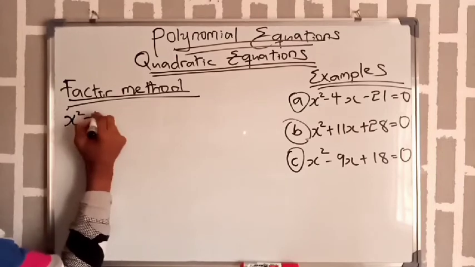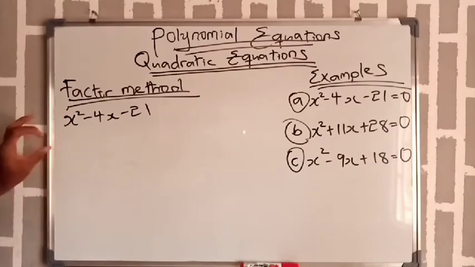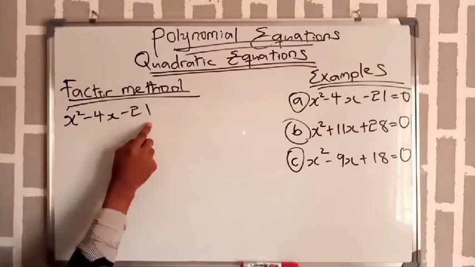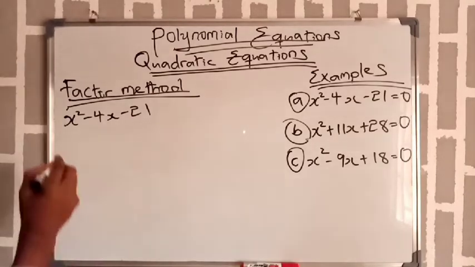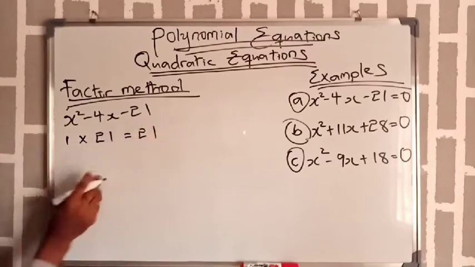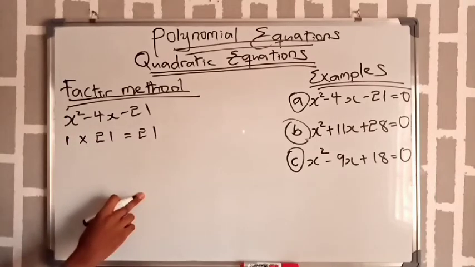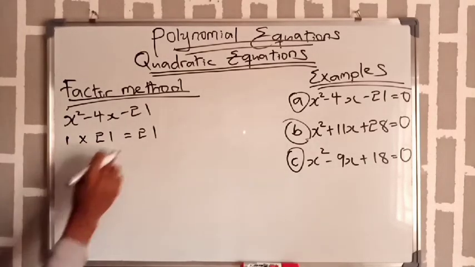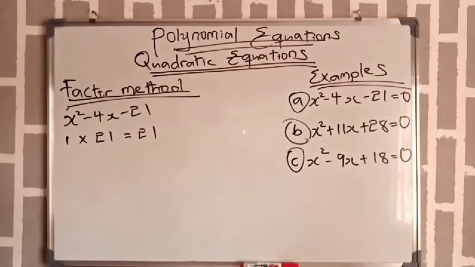In solving quadratic equations with factor method, you have to find two numbers which, when you multiply them, give the product of a multiplying c. For example, 1 multiplying 21 gives 21. So we multiply these two and we got 21. Now you have to look for the two numbers which, when you multiply them by themselves, give you 21, and when you add them up, they give you 4.